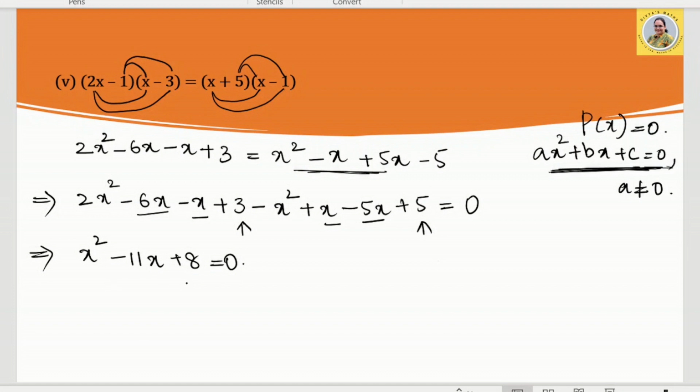So when you compare it with the standard form, it is a quadratic equation, right? Where a is not equals to 0, you have 1 here. So hence it is a quadratic equation.